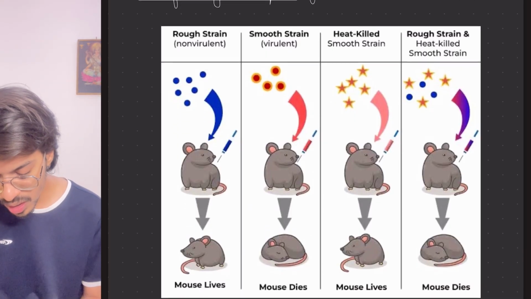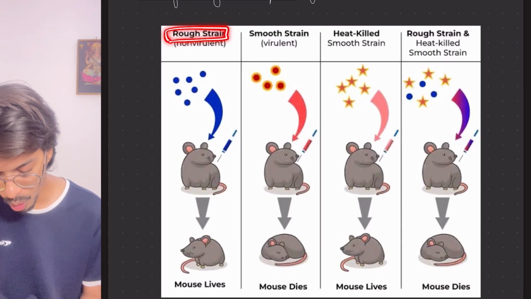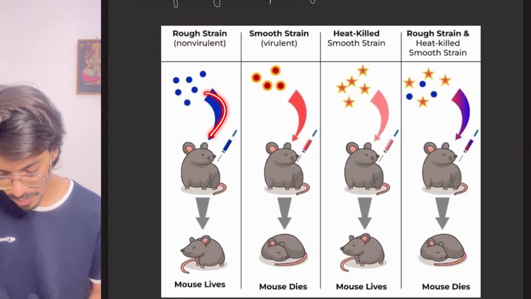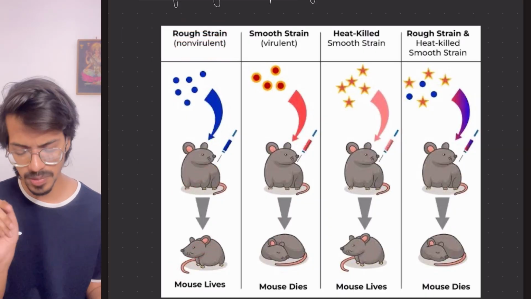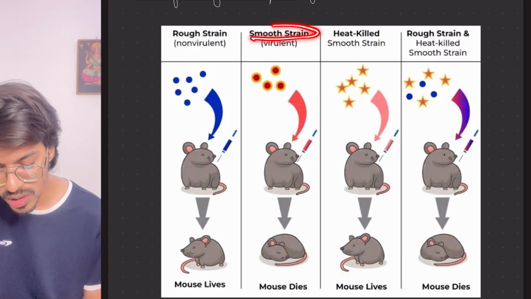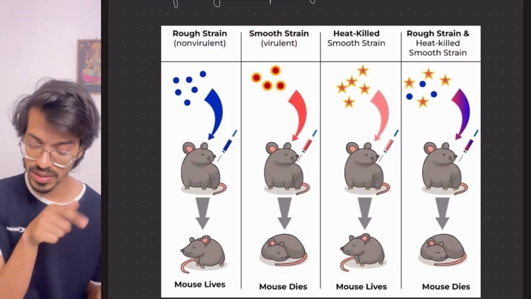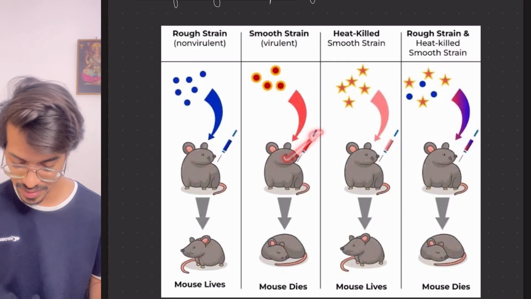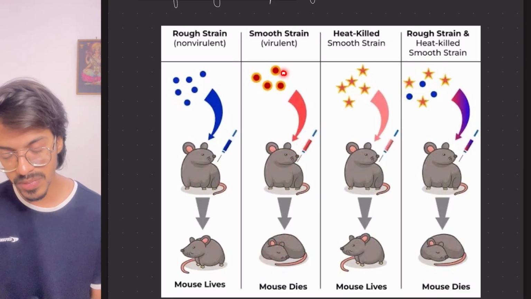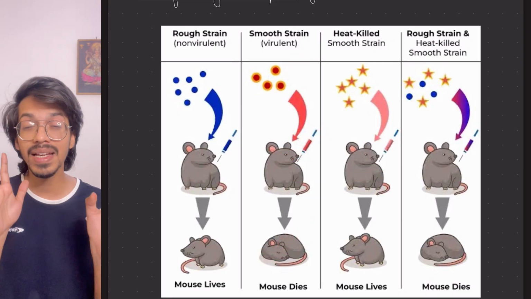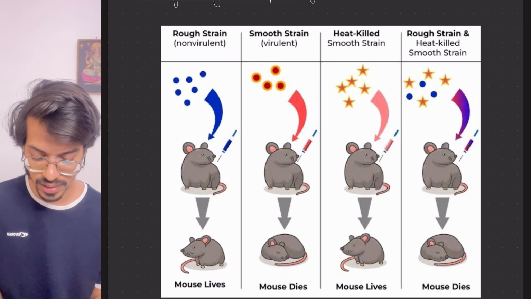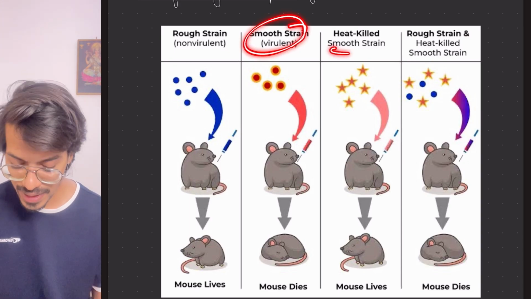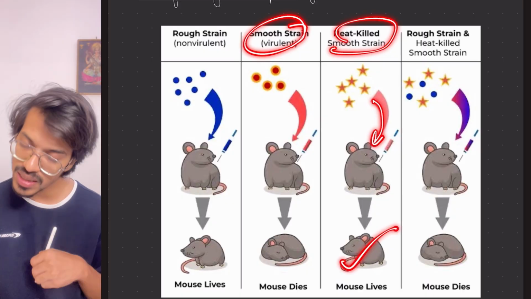When the rough strain, which is non-virulent, was injected into the mice, they survived, meaning this bacteria does not cause disease as expected. When the smooth strain, which is virulent and causes disease, was given to the mice, they died. So we know that this has something which makes it bad. Now he heat killed the smooth strain, and when he gave it, the mice survived.